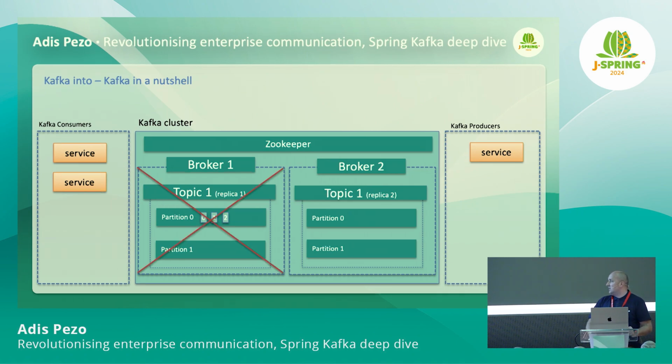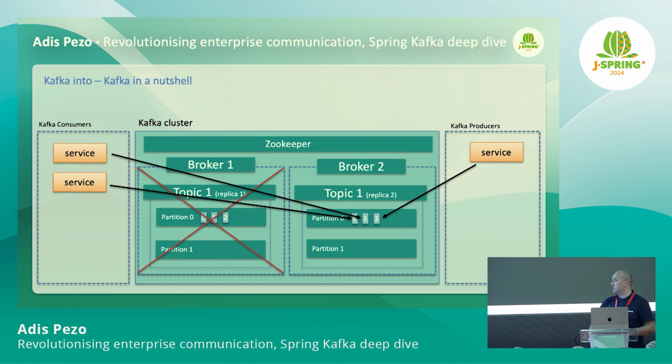So that is fine, but what happens when a broker goes down? And that's basically the big power of Kafka and the Kafka cluster. It is being replicated to your second broker, and you just can continue consuming and publishing messages to Kafka.